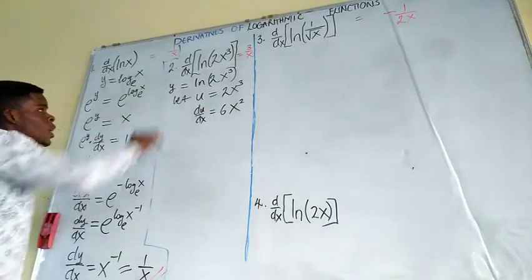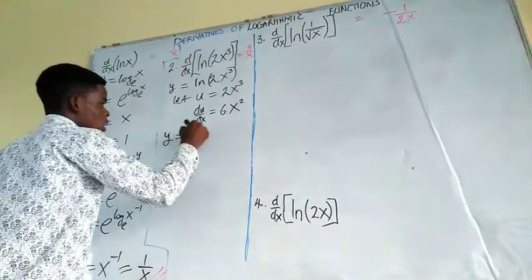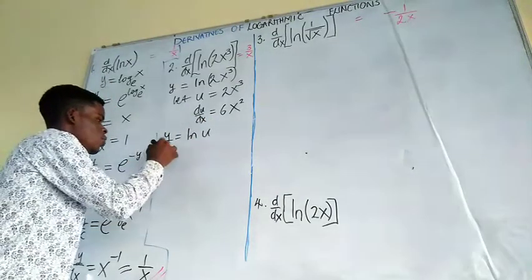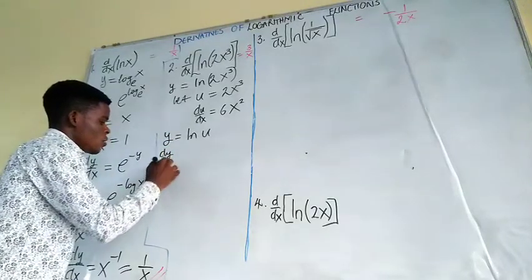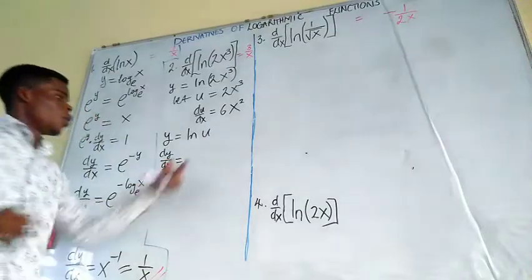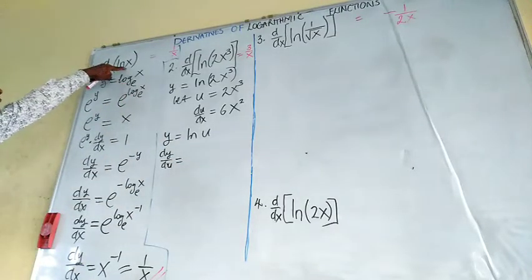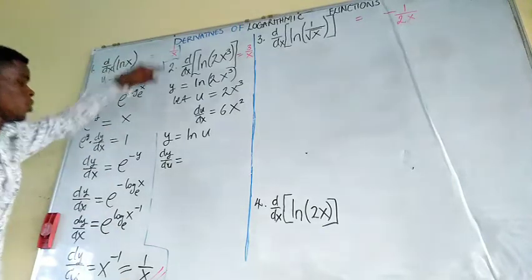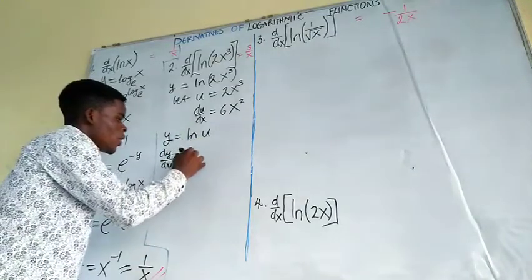Again, this y can be rewritten in terms of u as ln of u, alright? Like this, and dy/du is going to become, when we are solving for ln x, the derivative of ln x with respect to x was giving us 1 over x. So the derivative of ln u with respect to u will be giving us 1 over u.